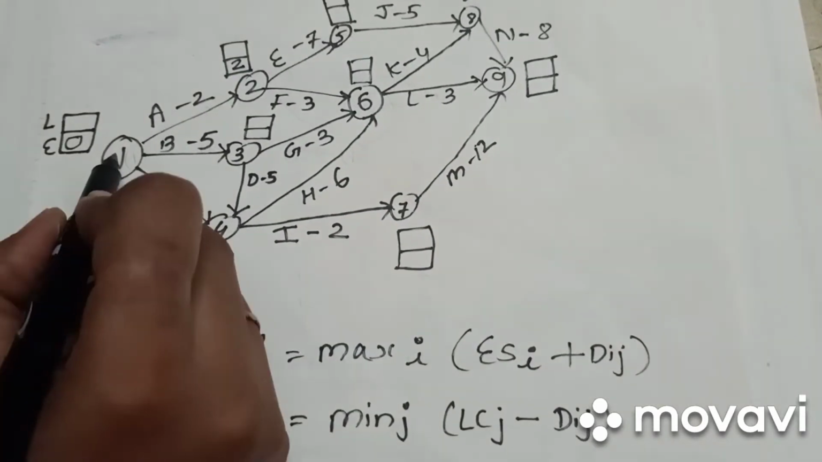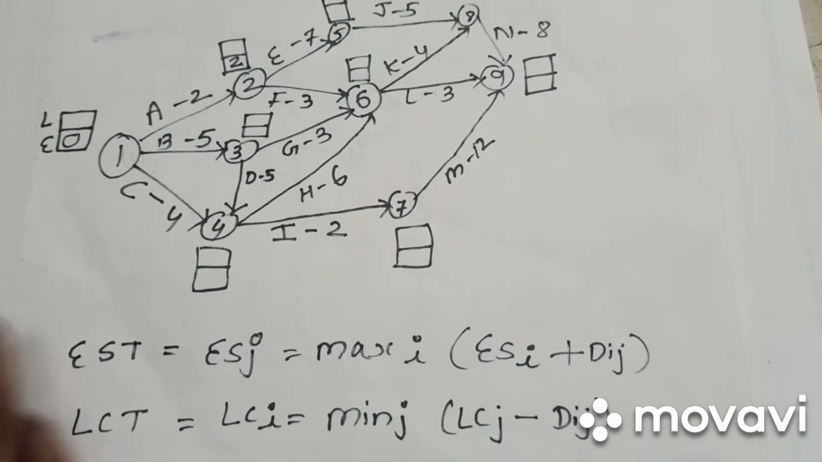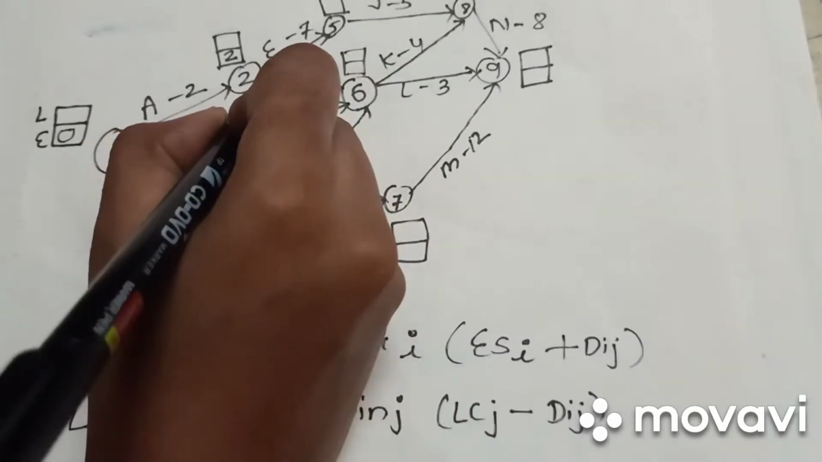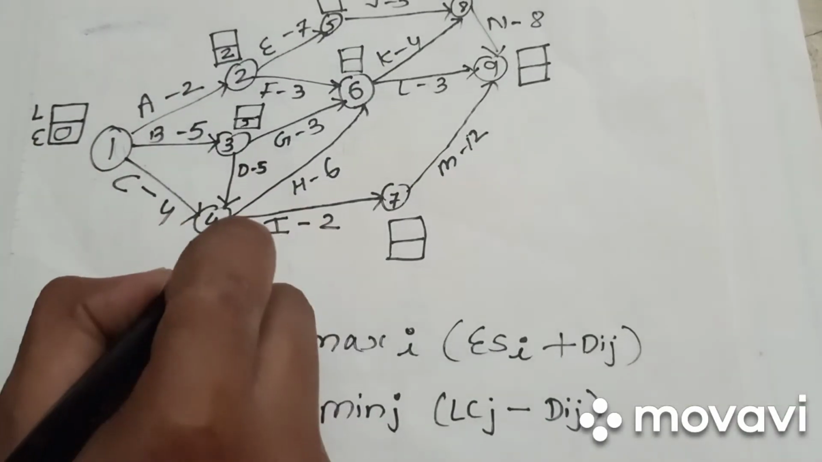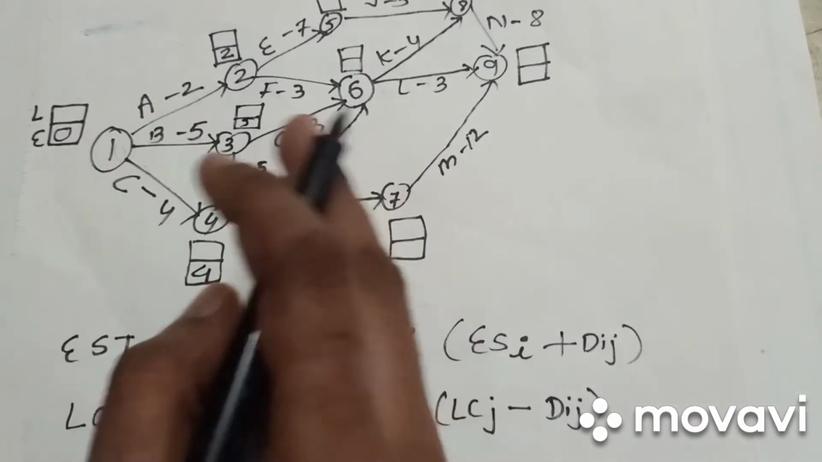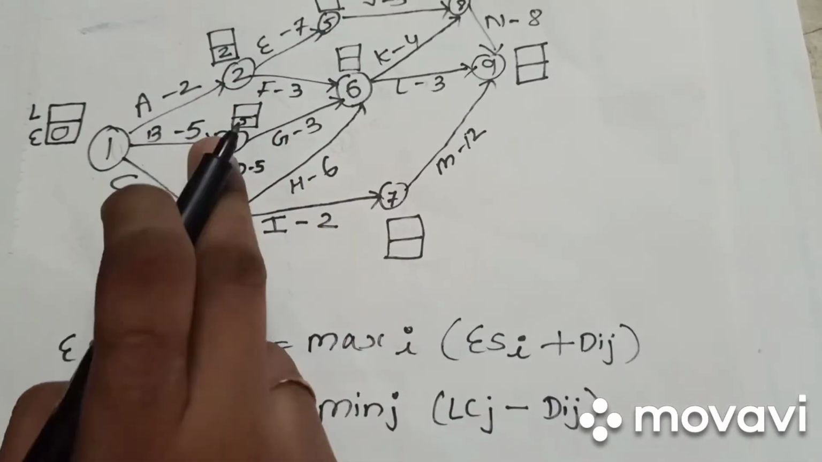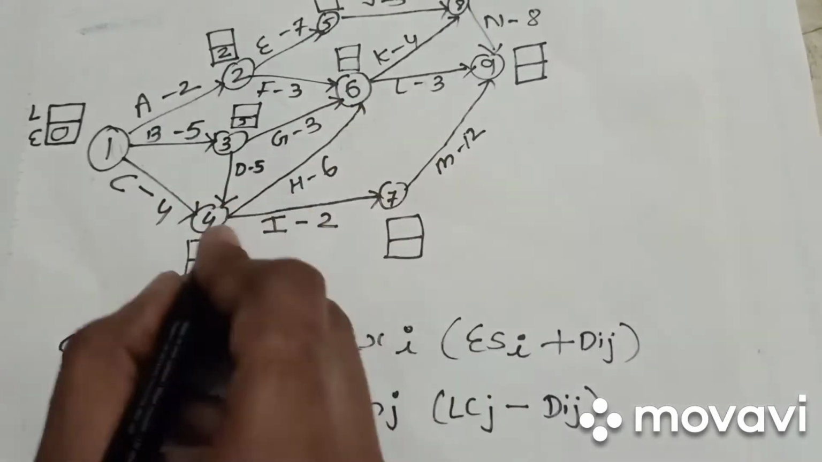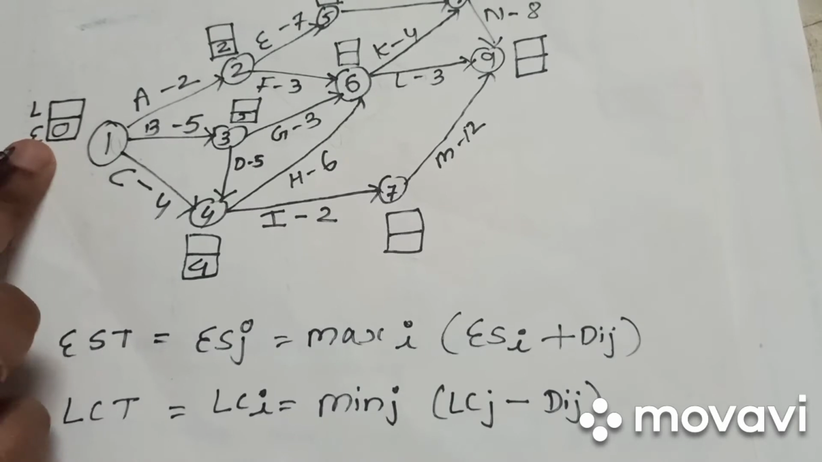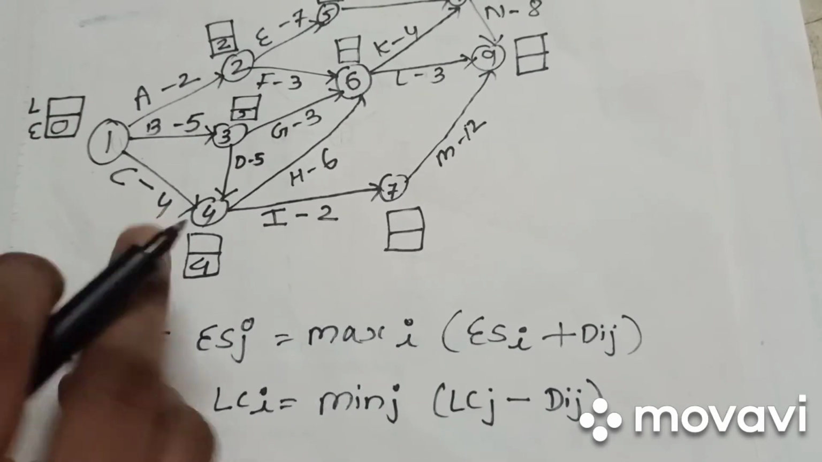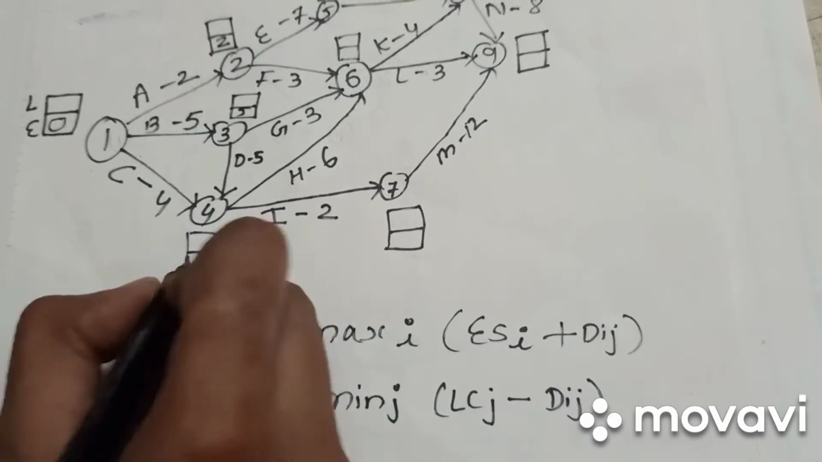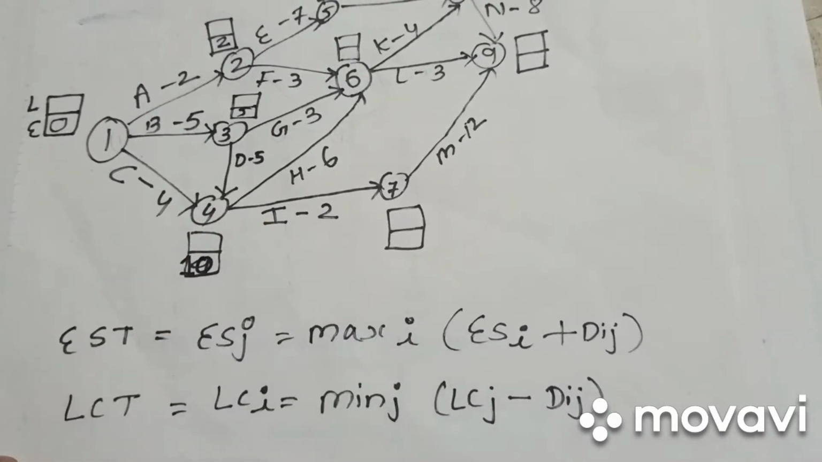Then for nodes 2 and 3, 0 plus 5 is 5, and 0 plus 4 is 4. We calculate the earliest starting time first. After A, B, C, we go to D. 5 plus 5 is 10 and 0 plus 4 is 4. So we take the maximum amount, so here the amount will be 10.